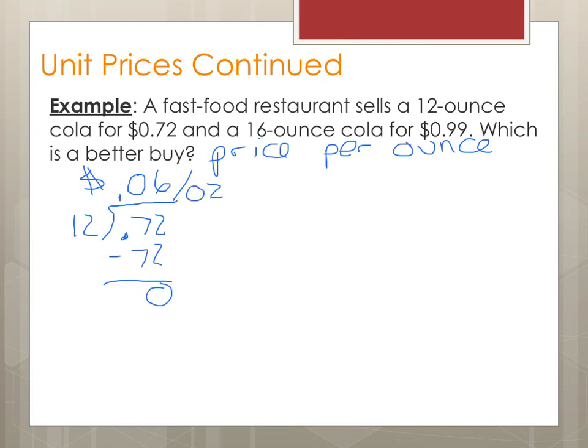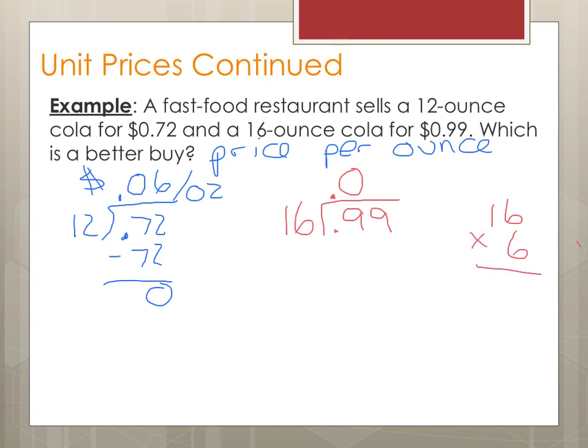In the second example, we have a price of 99 cents divided by 16 ounces. Alright, we'll bring up that decimal. 16 won't go into 9, so we'll put the 0 placeholder there. But 16 will go into 99. How many times will it go into 99? Well, let's see. Let's try 16 times 6.